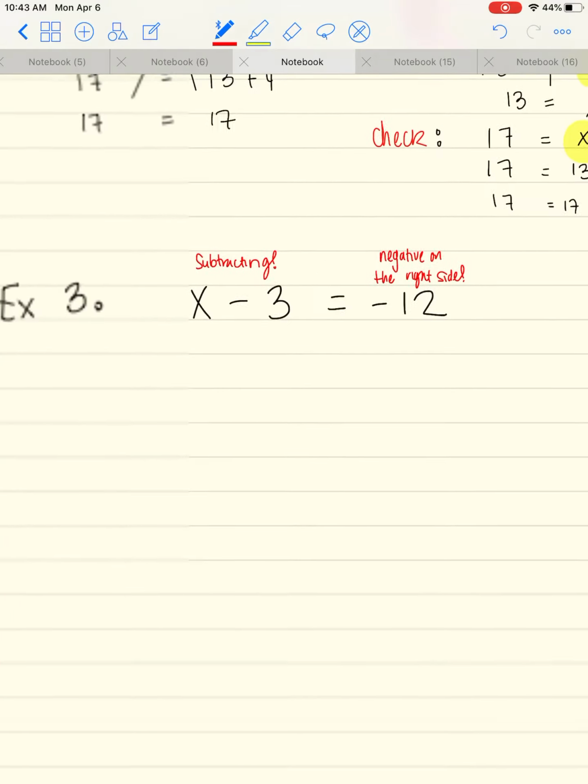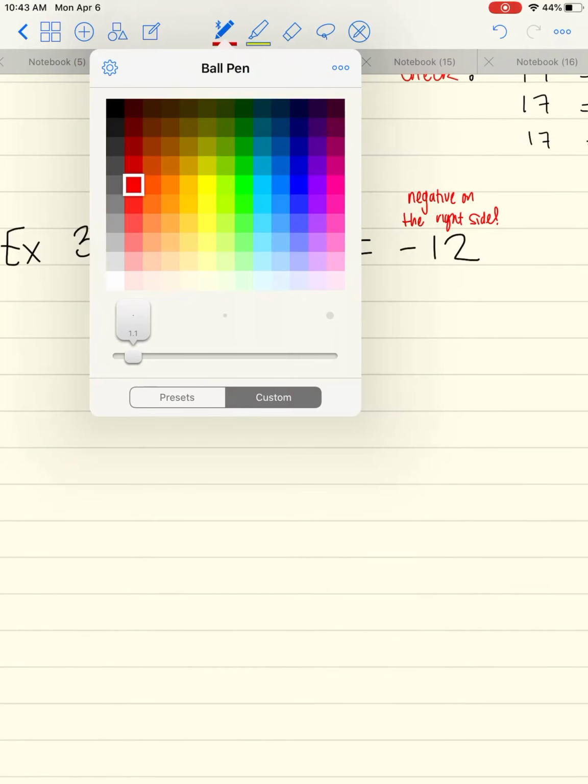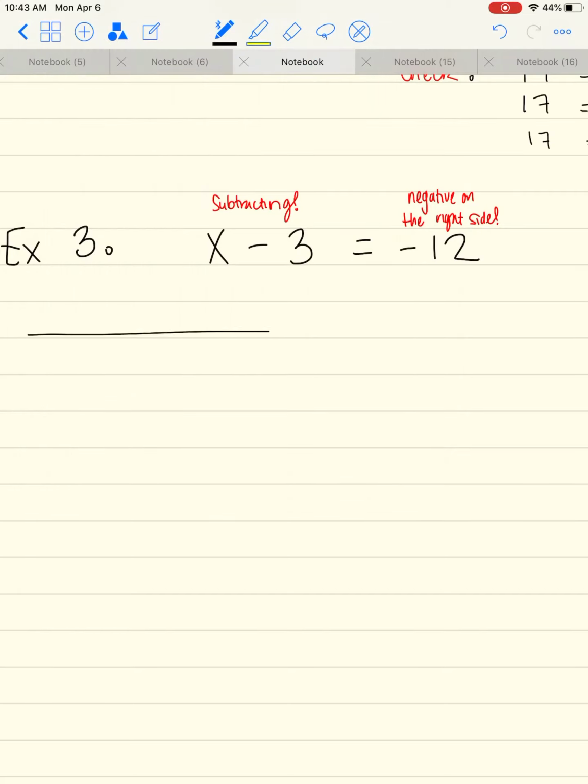Okay, so now that I have this, first is first. Let me go ahead and draw my balance beam just to represent the balance of an equation. On the left side, we have some number, take away 3, is negative 12. So some number, when you subtract 3, will give you negative 12. Well, the challenge is now, what is that number? I want to know what that number is.